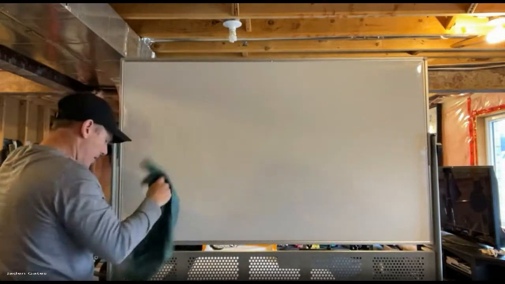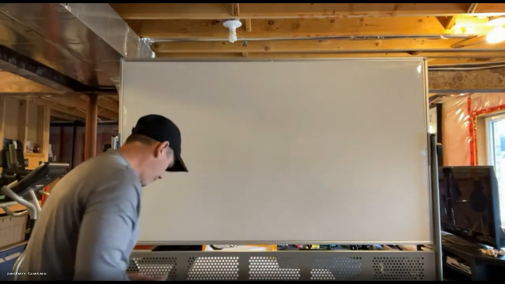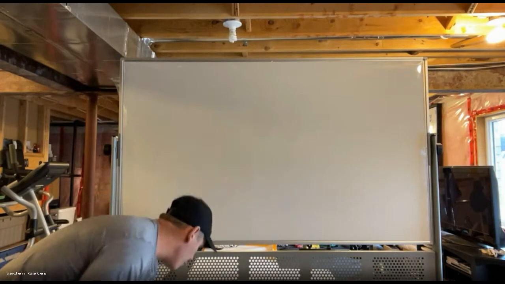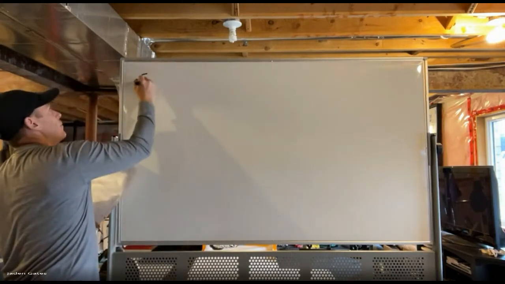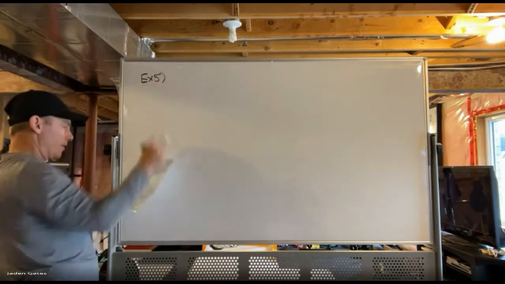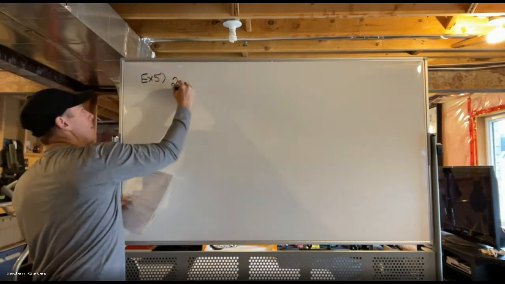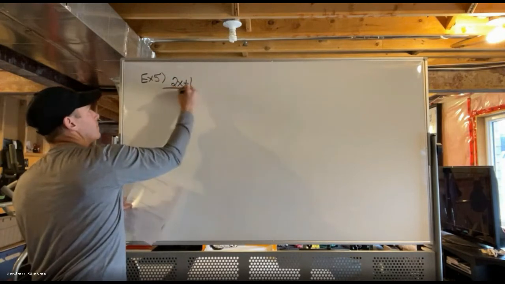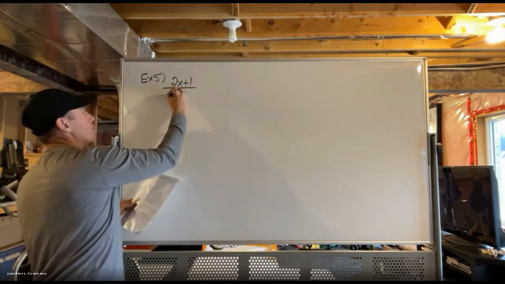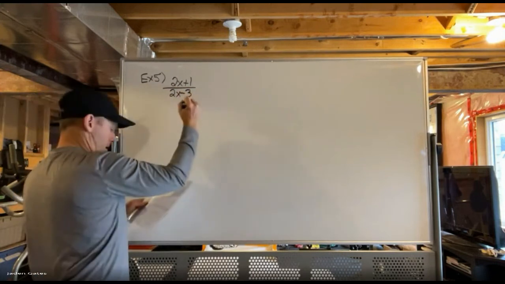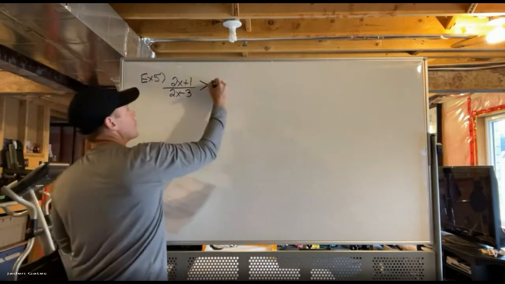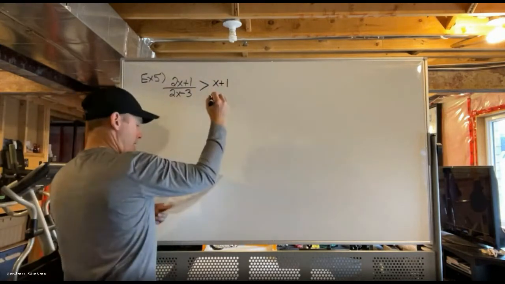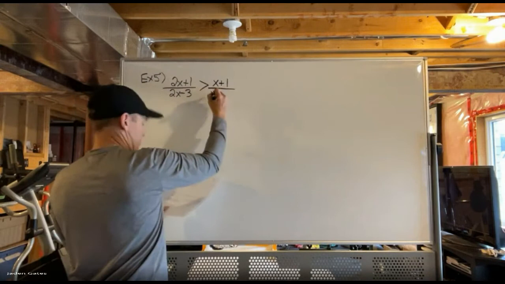All right, so last example, number 5. So let's see here. We have to find the inequality, and this is where we have 2 functions. So example 5, where we're looking at the function 2x plus 1 divided by 2x minus 3. I want to know when that function is greater than another rational function, which is x plus 1 divided by x minus 5.